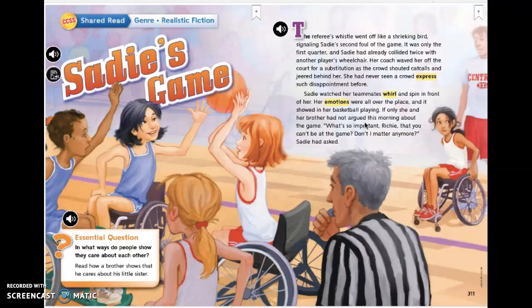The referee's whistle went off like a shrieking bird, signaling Sadie's second foul of the game. It was only the first quarter, and Sadie had already collided twice with another player's wheelchair. Her coach waved her off the court for a substitution as the crowd shouted catcalls and jeered behind her. She had never seen a crowd express such disappointment before.